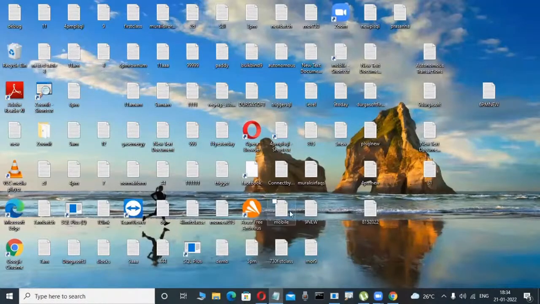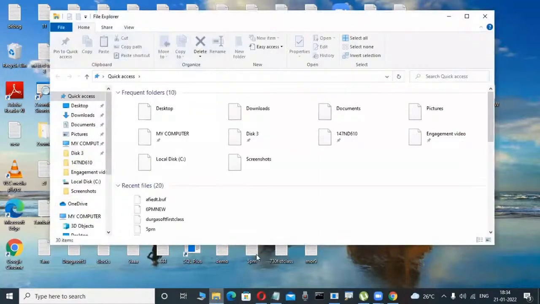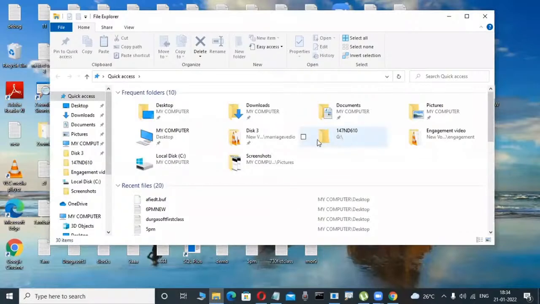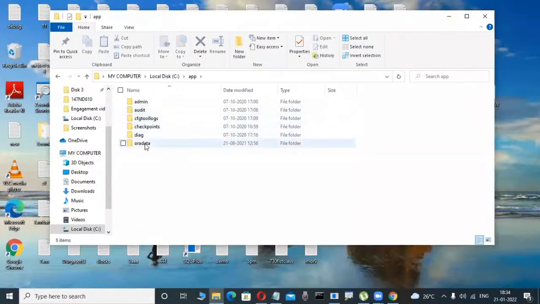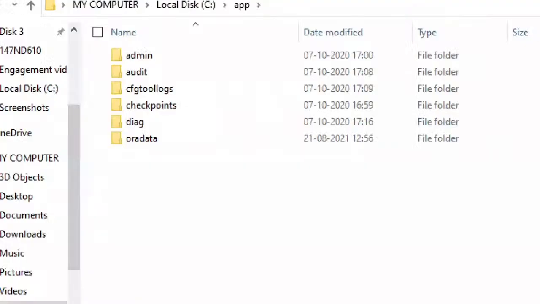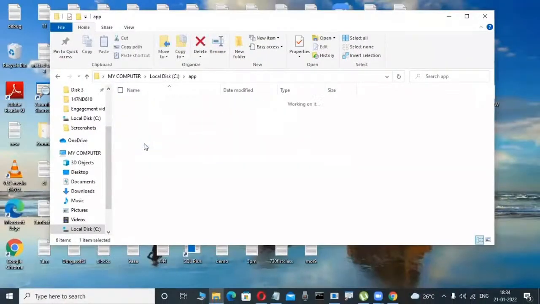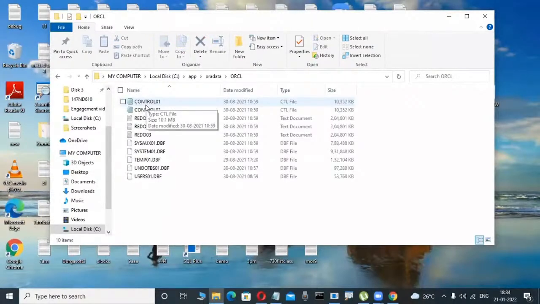Suppose a Windows operating system is there, where Oracle is installed. In that location I try to view, for example, in C colon, where Oracle is there. Those are all directories, these are folders. Here, Oracle, Oradata, ORCL. I'm observing only. In C colon, I'm installing my Oracle software.